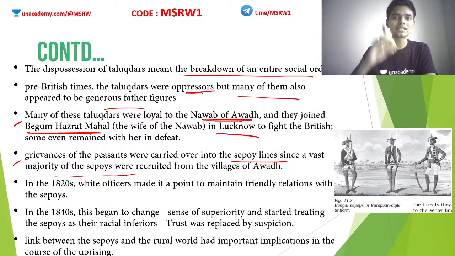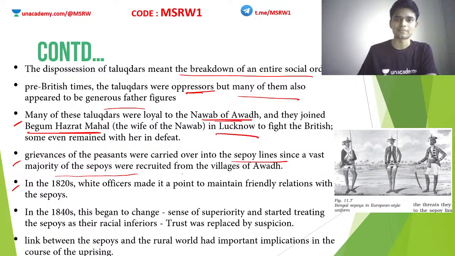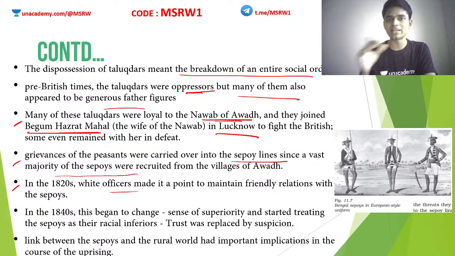Clear? So once this mutiny began, it immediately became a mass rebellion because there was common resentment against the British Raj. In the 1820s, the British officers were actually very friendly with the sepoys. They used to spend their leisure time together. They used to go hunting together. It was a very friendly attitude that the British kept in the 1820s with the Indian sepoys.